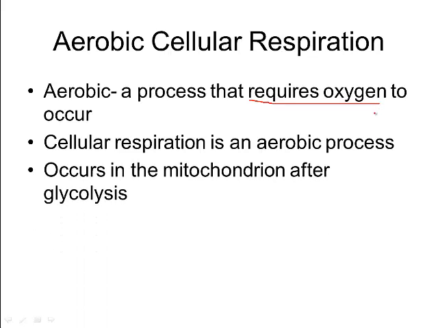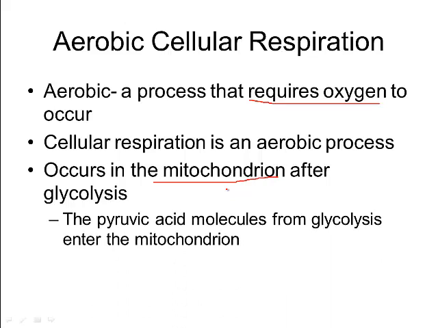This part of cellular respiration is going to happen in the mitochondrion after glycolysis. Remember that glycolysis happens in the cytoplasm. That's where we're going to split our glucose in half. And then those two pieces of glucose that we split in half, called pyruvic acid, will then move into the mitochondrion, where we can finish breaking them down and we can get all of the energy that we can from our glucose molecules.